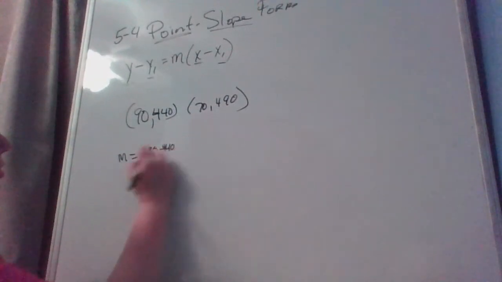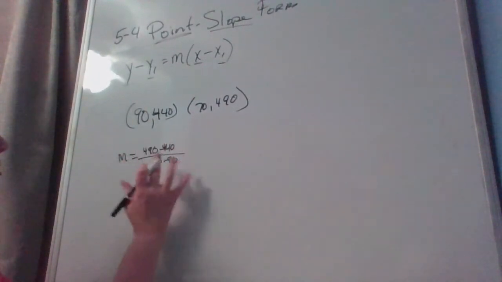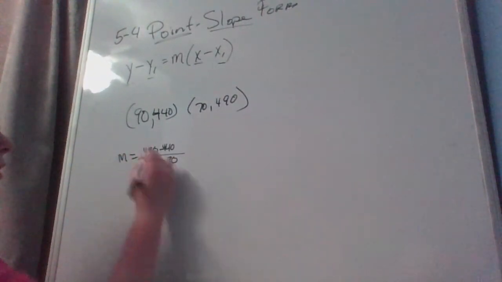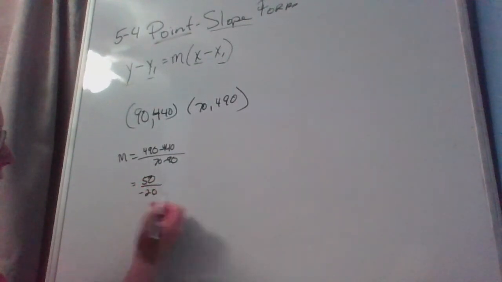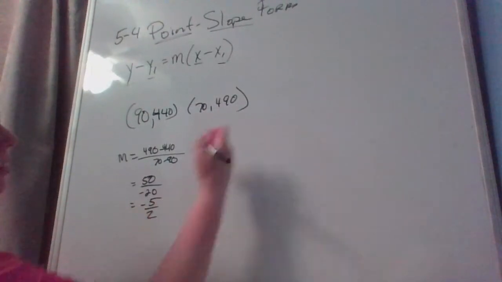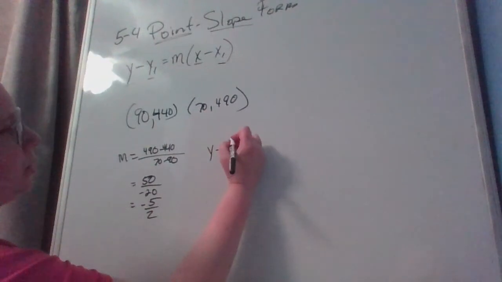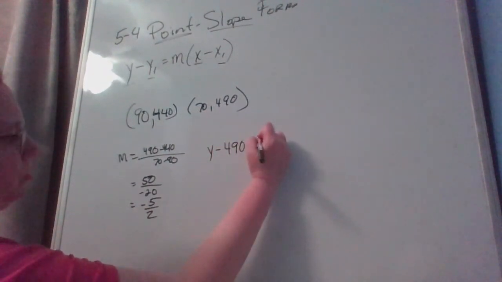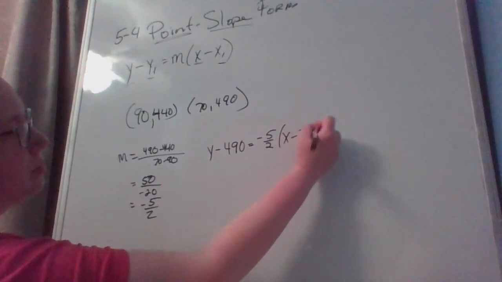We're going to subtract our y's, subtract our x's, make sure you keep them in the right order. So this is one ordered pair, this is the other ordered pair. And I get 50 over -20, which reduces to -5/2. Then I can take one ordered pair or the other and make my equation. So I'm going to say y minus 490 equals -5/2 times x minus 70.